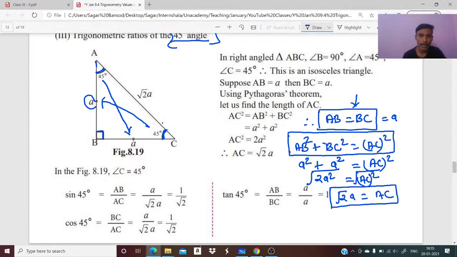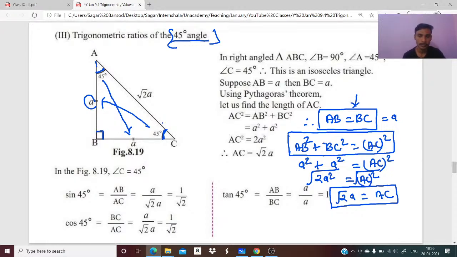Fine. So I got the length of AC, that is the length of the hypotenuse, which is now root 2 times A. So what I have till now is that the length of the two sides are A and the length of my hypotenuse is root 2 times A. Now using these three lengths, I can find the sine, cos and tan ratios for the 45 degree angle.